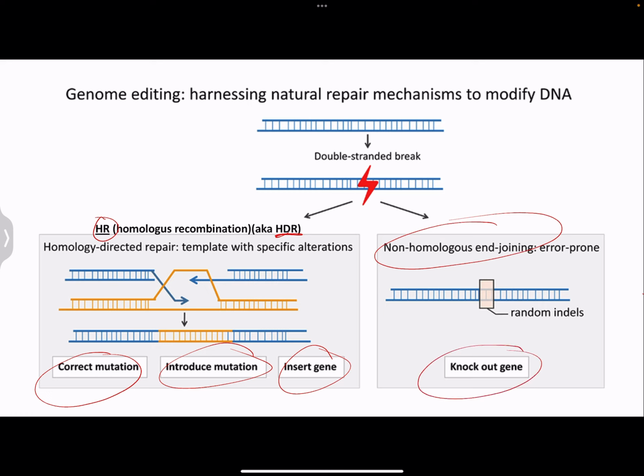And this is for generating a knockout gene, or maybe not. Sometimes scientists will do this for the purpose of generating a knockout gene, and then sometimes just the effect in a cell is the gene is now non-functional because we put random nucleotides in just to stitch it together.